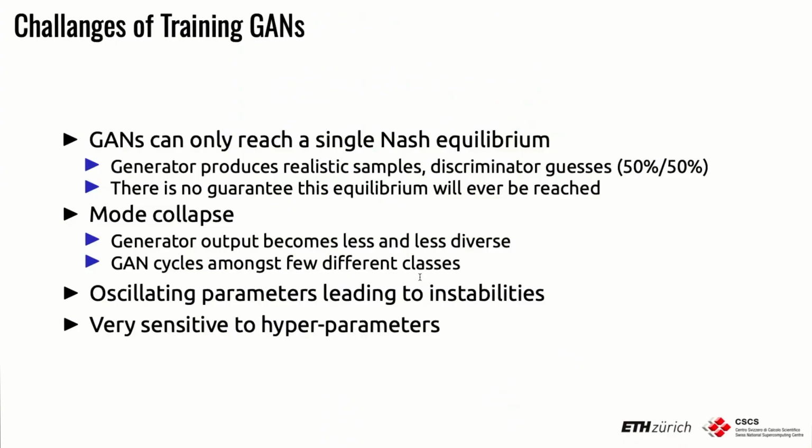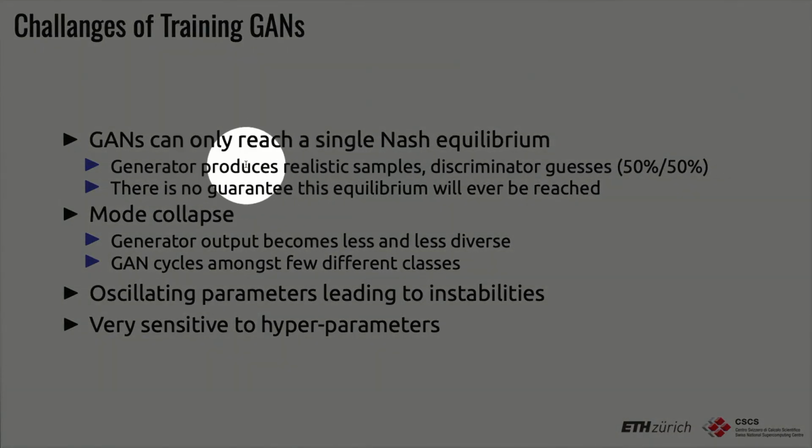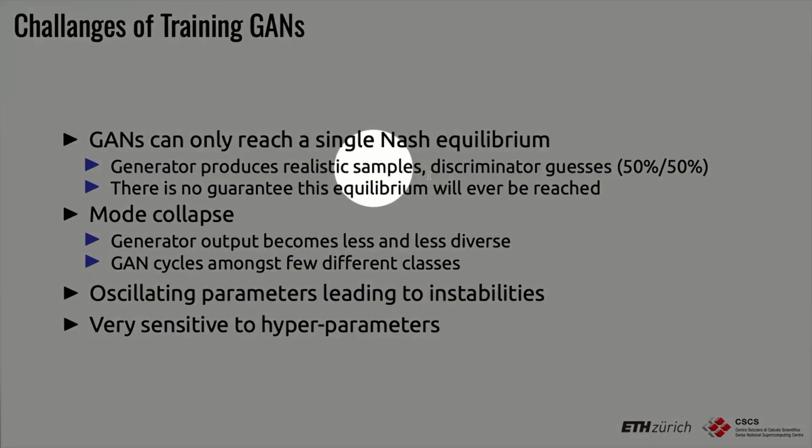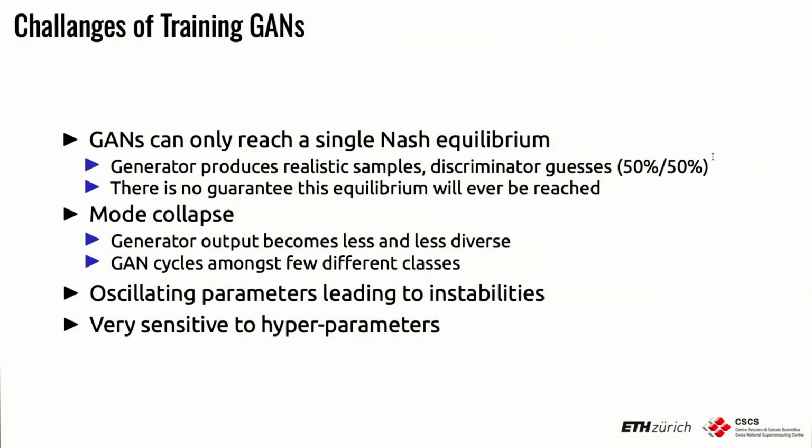Essentially, it can be proved that GANs have a single equilibrium point where the generator produces realistic samples, so the images are really realistic, and the discriminator doesn't know if an image is fake or real anymore. But the problem is that there is no mathematical guarantee that you will ever reach this equilibrium.